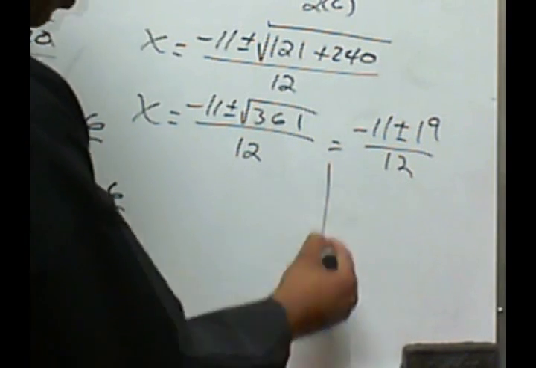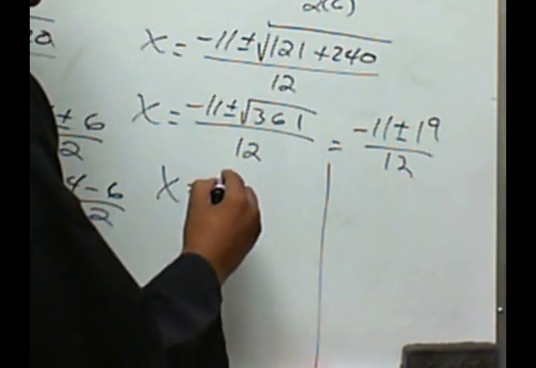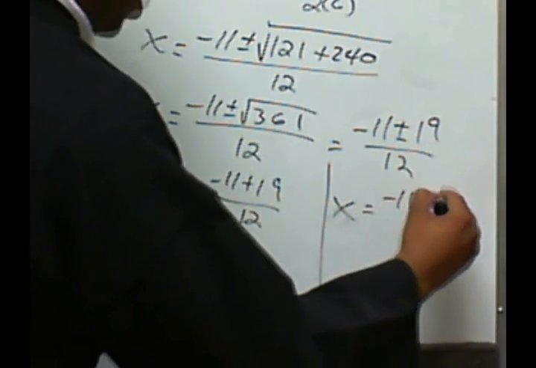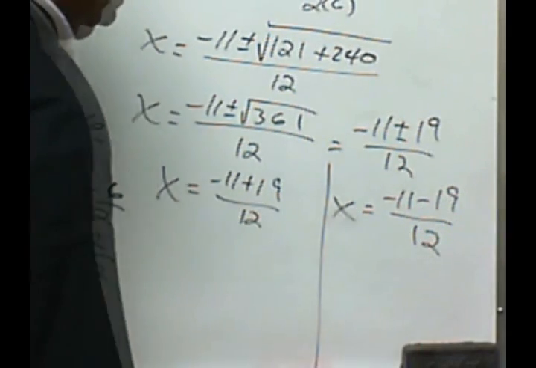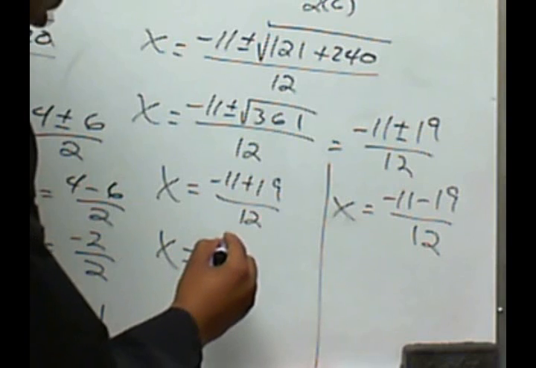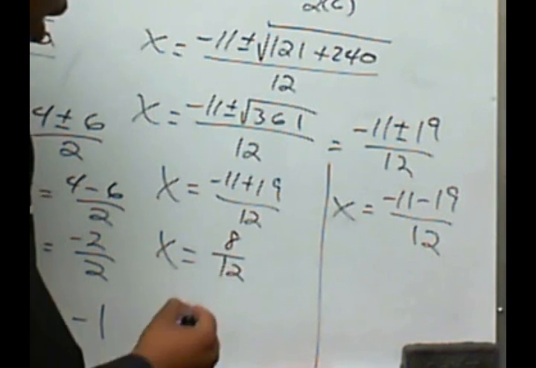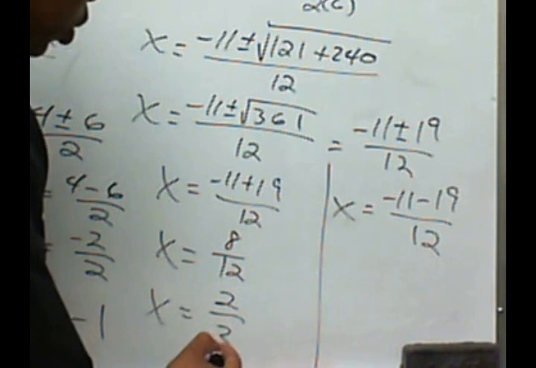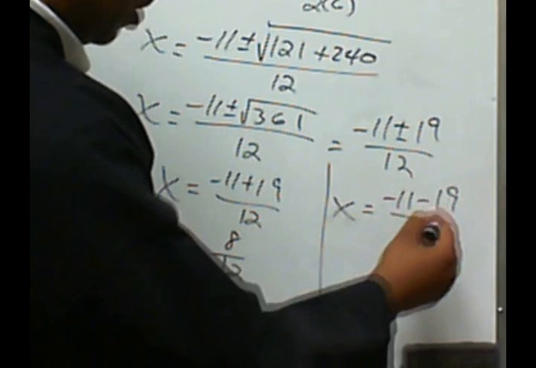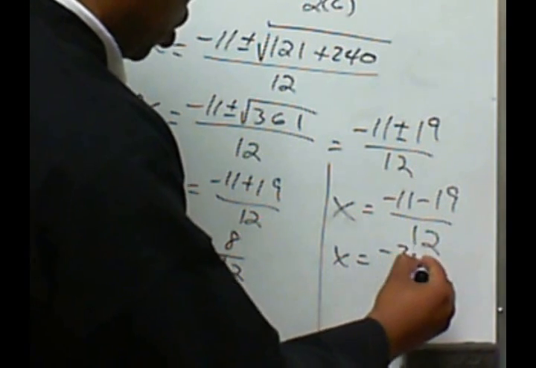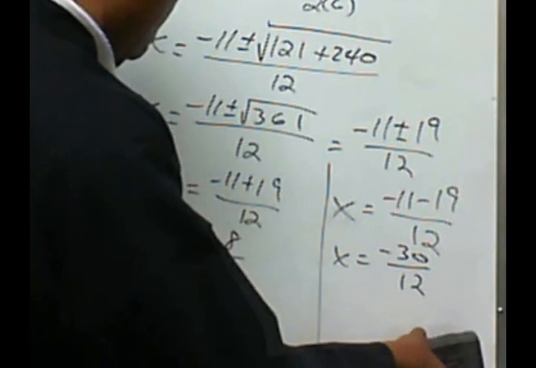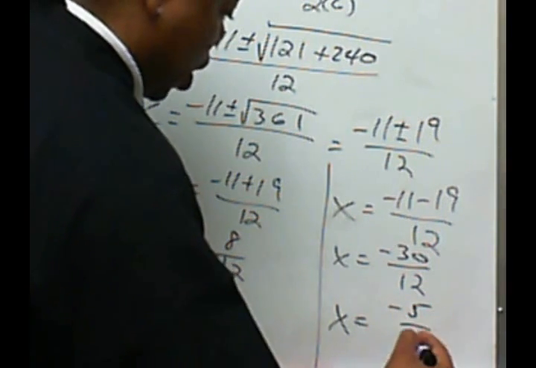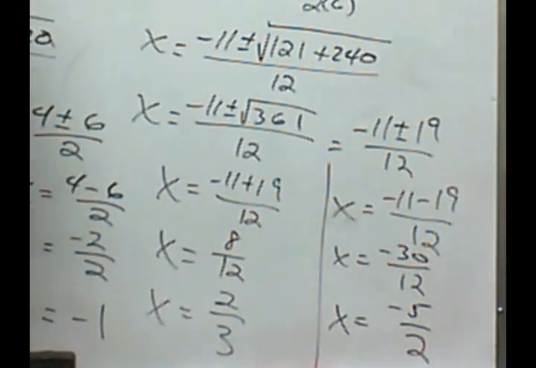From here, we split up into two parts. x equals negative 11 plus 19 over 12, and x equals negative 11 minus 19 all over 12. The left side simplifies to 8 over 12, and we can simplify this by 4 on the top and bottom and get 2/3 as a solution. For this one, negative 11 minus 19 gives us negative 30 all over 12. We can simplify this by a factor of 6, so we'll get a negative 5 and a 2 for a solution, negative 5 over 2.